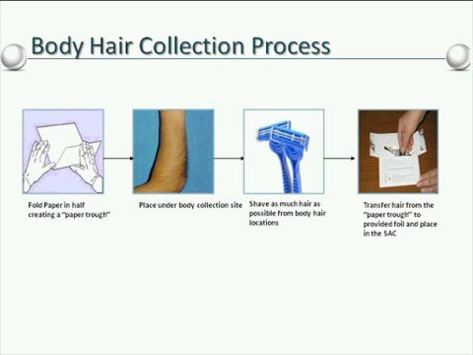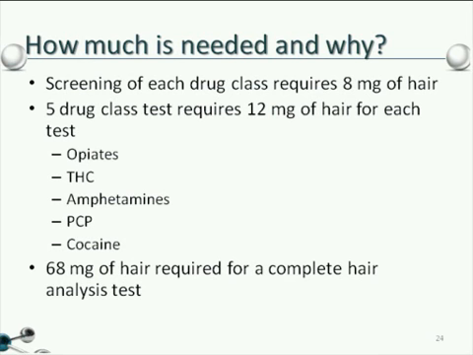So how much hair is needed for drug hair analysis? Well, for the screening of all the drug classes, 8 milligrams of hair is required. For drug hair analysis, there are 5 different drug classes that can be tested: opiates, THC, amphetamines, PCP, and cocaine. Each test requires 20 milligrams of hair for a combined total of 68 milligrams of hair if you're going to test for all 5 classes of drug.